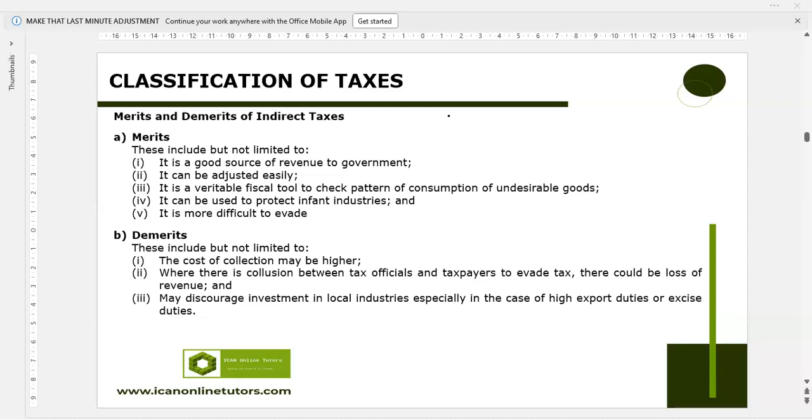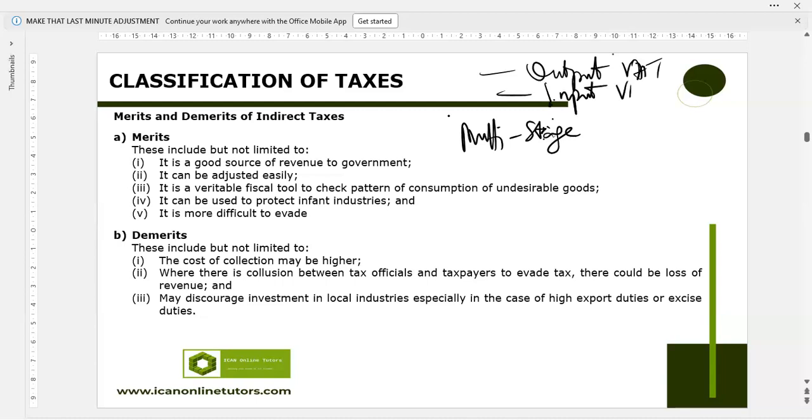The cost of collection may be higher, yes. I used to call it a multi-stage tax. That's a valid tax. So from the raw material guys, they pay VAT, that's the VAT they collected from the manufacturer who has come to them to get the raw materials. We call that output VAT, that is value added tax on sales. Then to the manufacturer, it is VAT on purchases, so we call it input VAT.